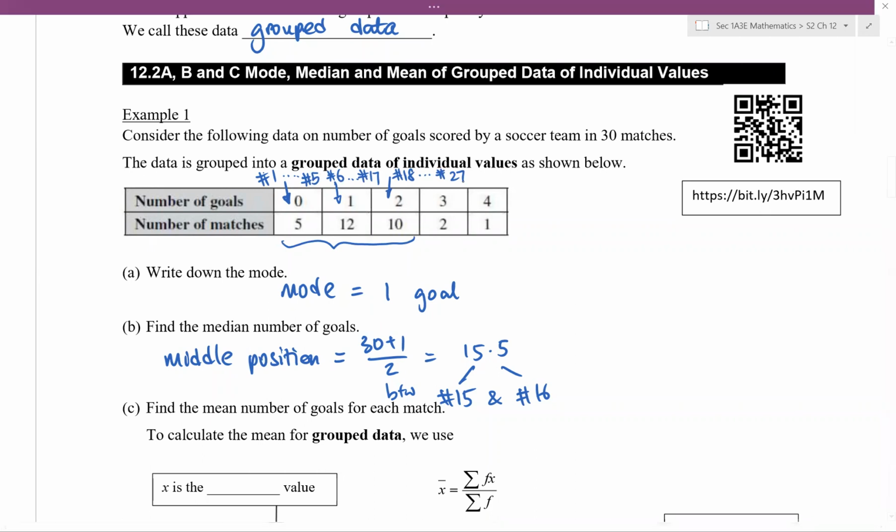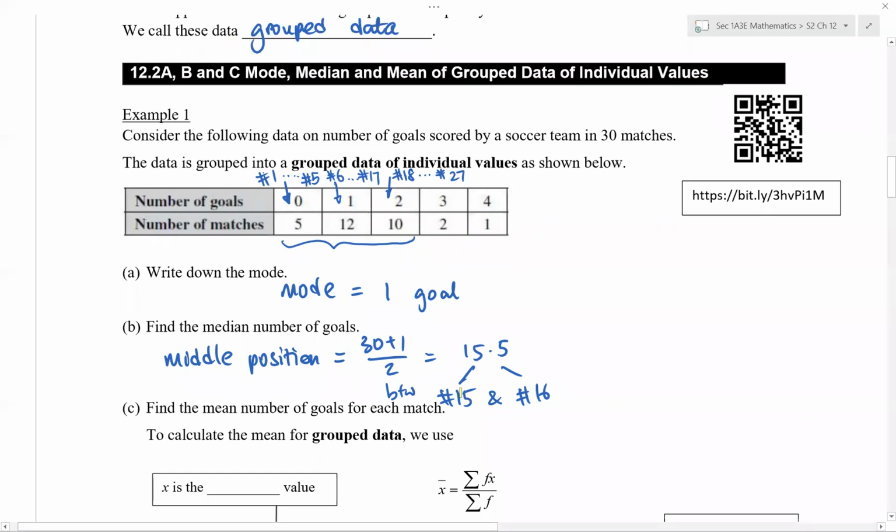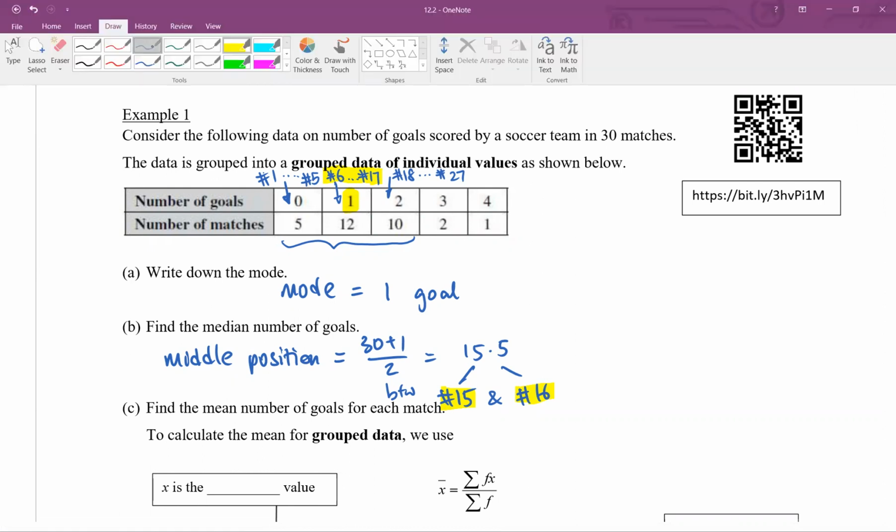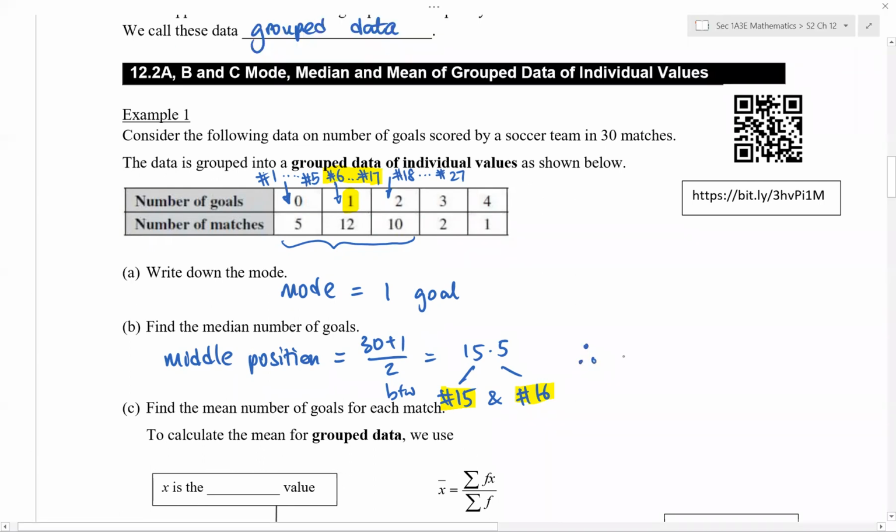Now we are looking at position number 15 and 16. Going back here, position number 15 as well as 16 lies within this range. Position number 15 has a value of 1 goal. Position number 16 also has a value of 1 goal. So the average of 1 and 1 is still 1. So the median equals 1 goal.